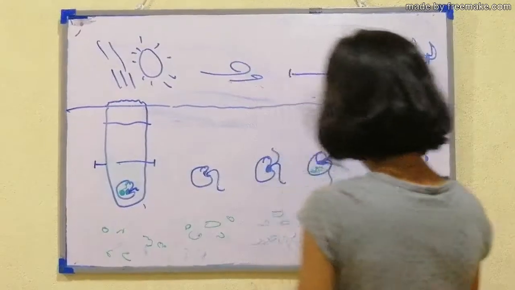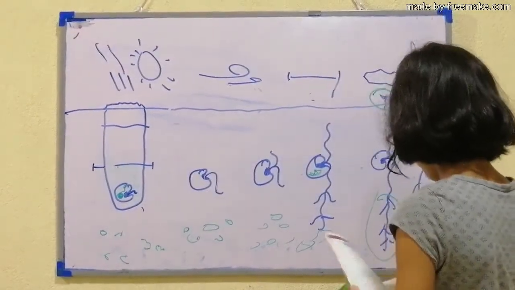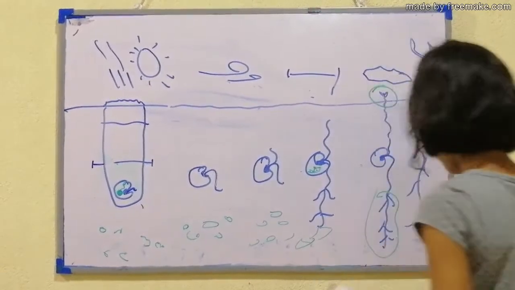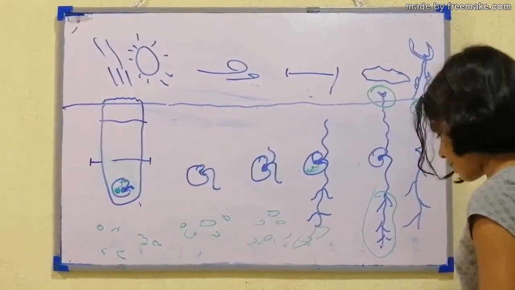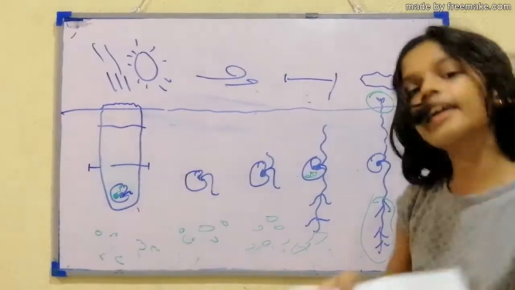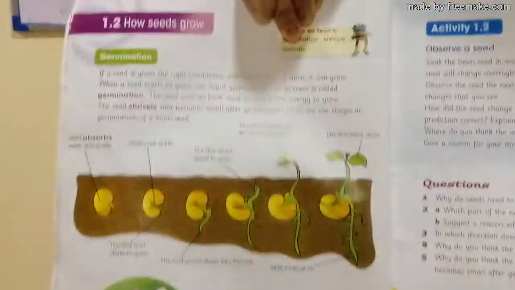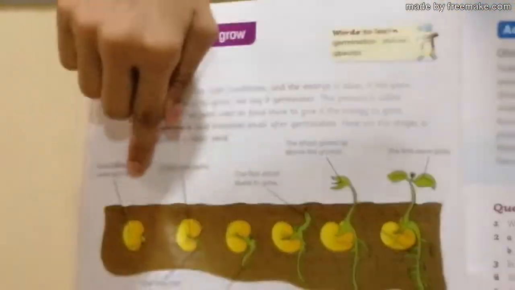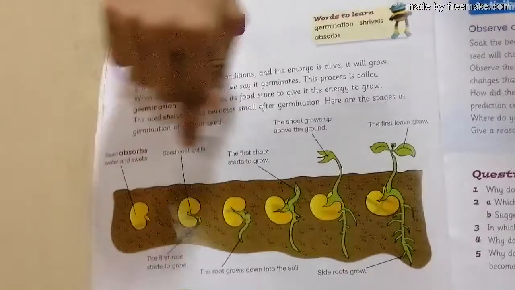So now I just want to show you something. Okay, so this is my school book. I'll be showing you what it really looks like. The board. See? You see this? This is what happens. Right? So that's the same thing that's here.